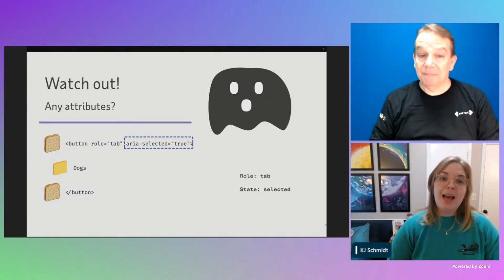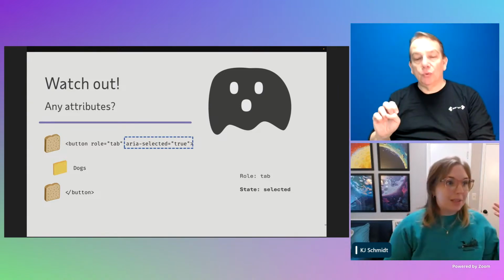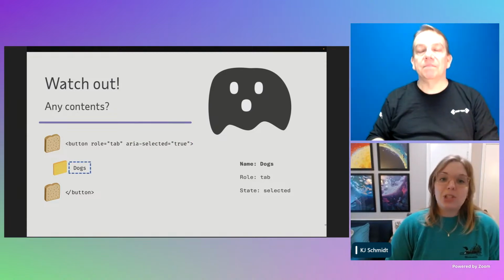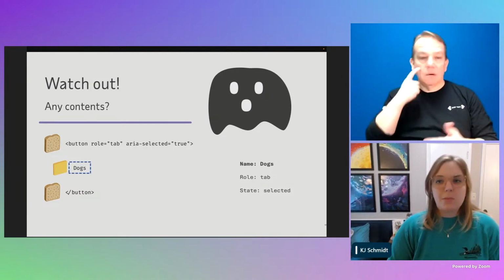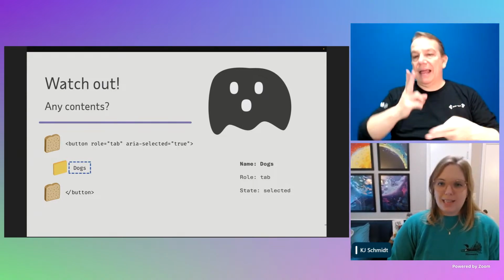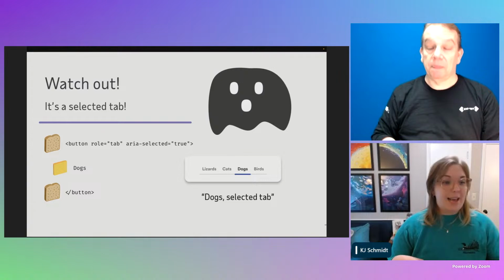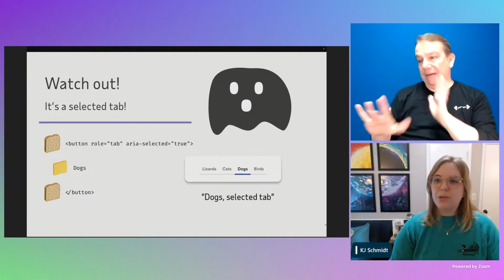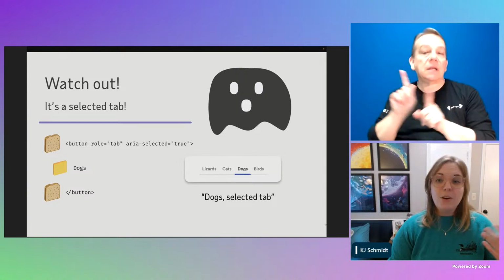Also in the start tag, I notice the ARIA selected attribute, which is set to true. This means that the tab is selected. Finally, inside the sandwich, I notice the text dogs. I don't notice an ARIA label or ARIA labeled by attribute in the start tag, so I know that this text must be the name. The tab is named dogs. So what we have is a tab element named dogs, and it's selected. When a screen reader focuses this tab, it will announce something like dogs, selected tab.